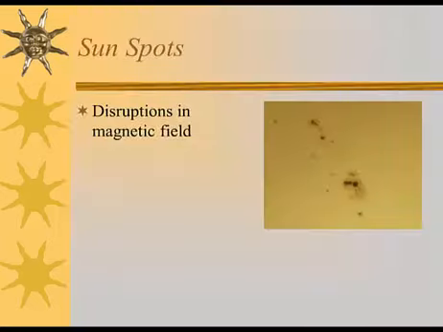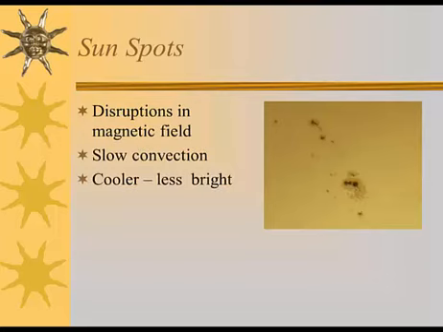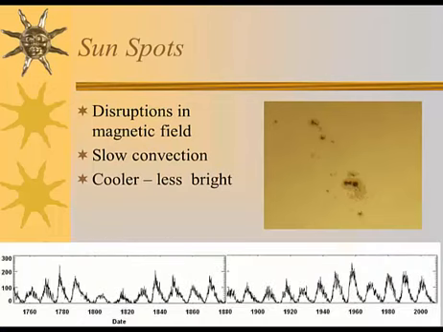So what are sunspots? They're disruptions in the magnetic field. The disruptions of the magnetic field slow down the convection. When the convection is slower, the surface becomes cooler and therefore less bright. We've mapped and monitored sunspots over the years, and it turns out there are cycles of sunspots with a rise and fall approximately every 11 years.